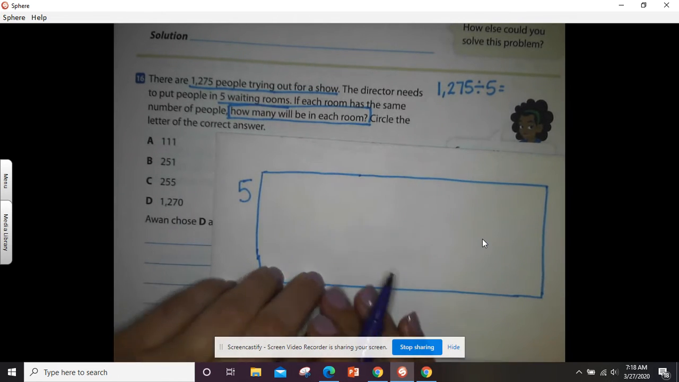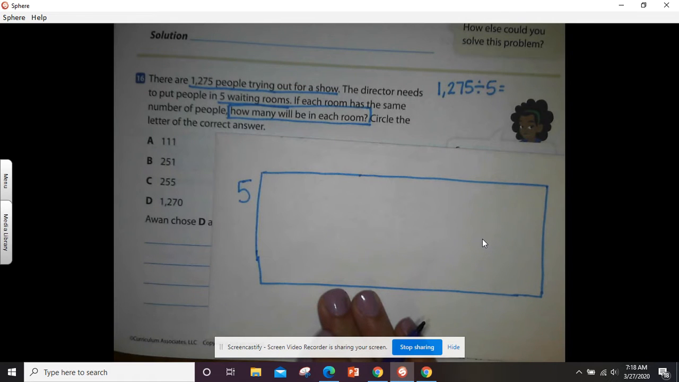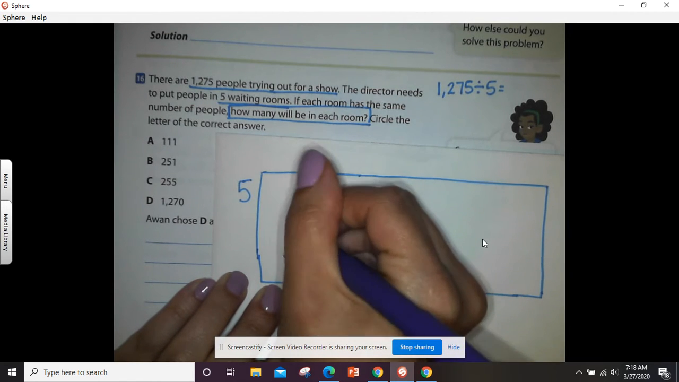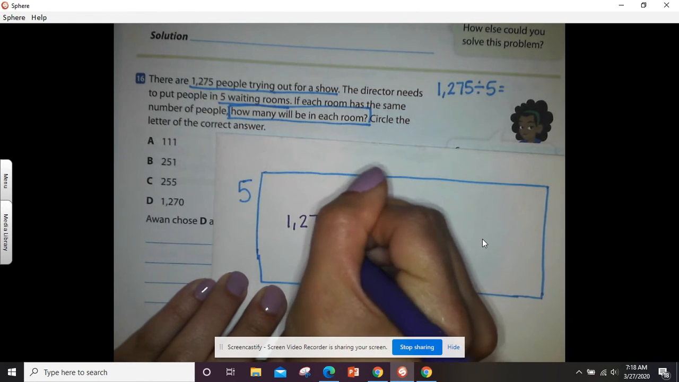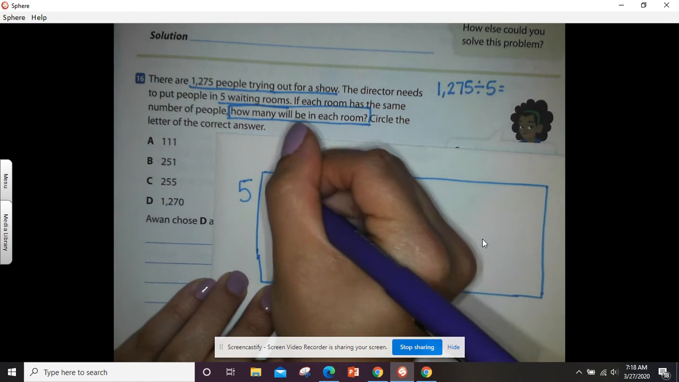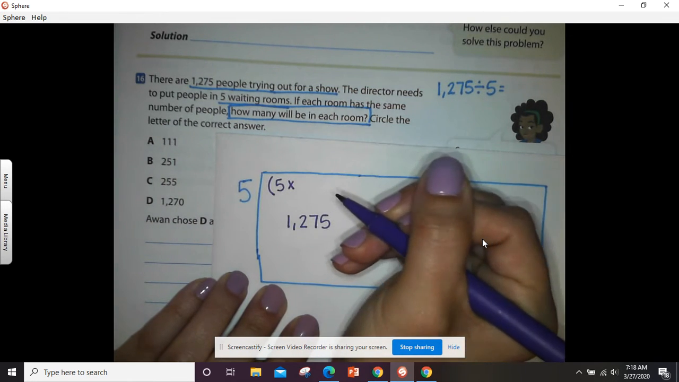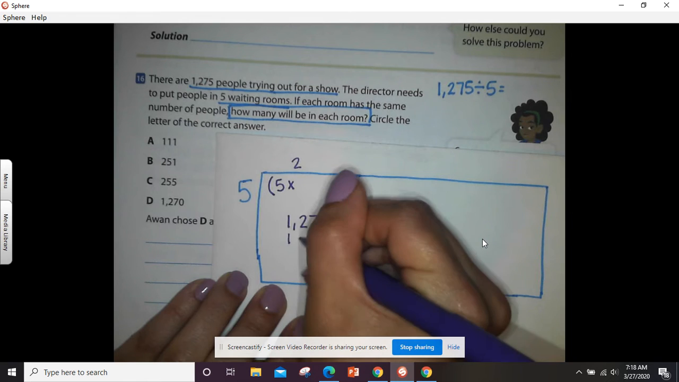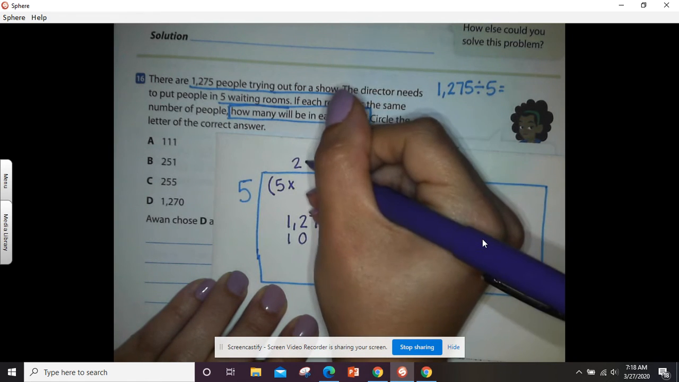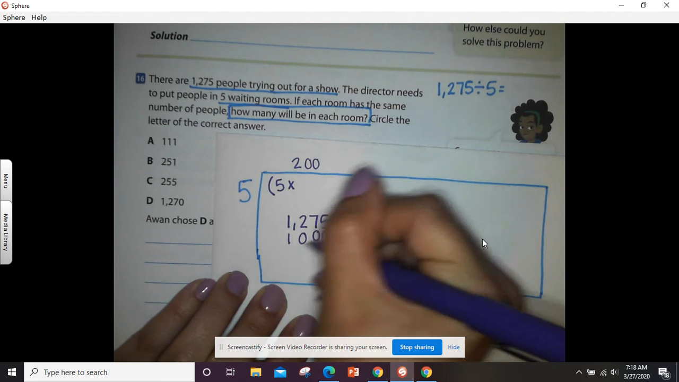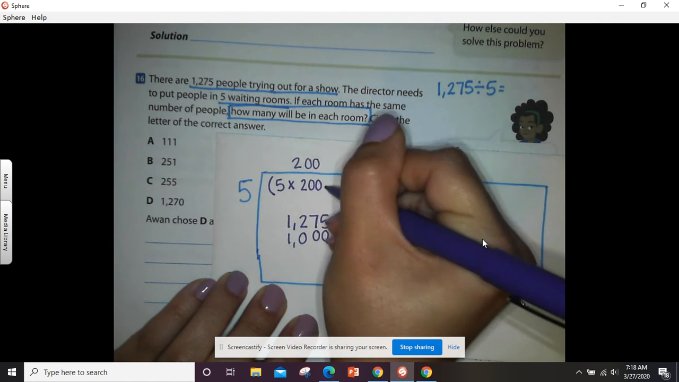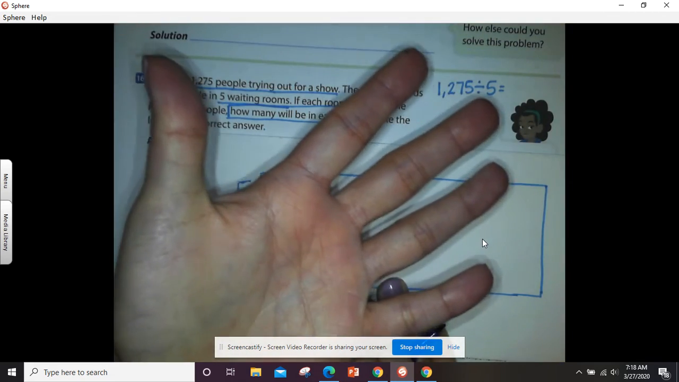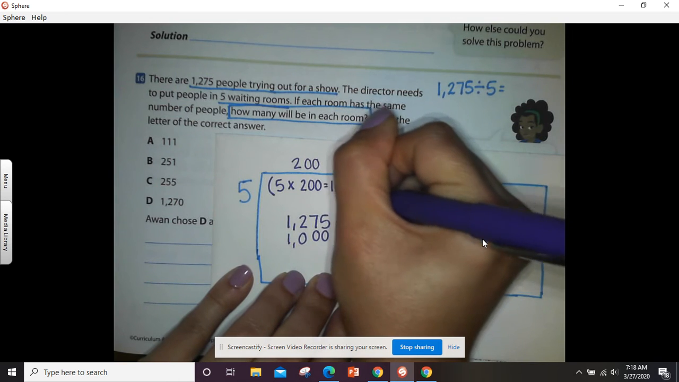So I'm thinking that if I'm trying to figure out 1,275, I want to start pretty big. So again, I have 1,275. Well, 5 times what is going to get me close to that? Well, I know 5 times 2 is 10. So then 5 times 200 should get me 1,000. 5 times 200: 200, 400, 600, 800, 1,000. That does work. So 1,000 is correct.